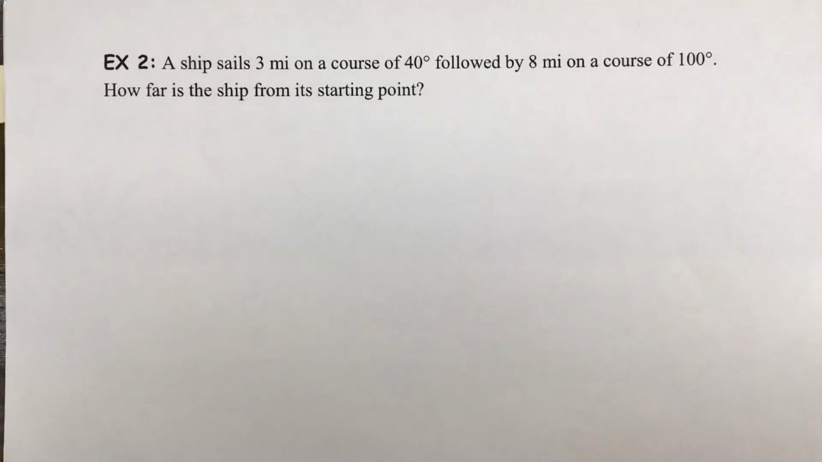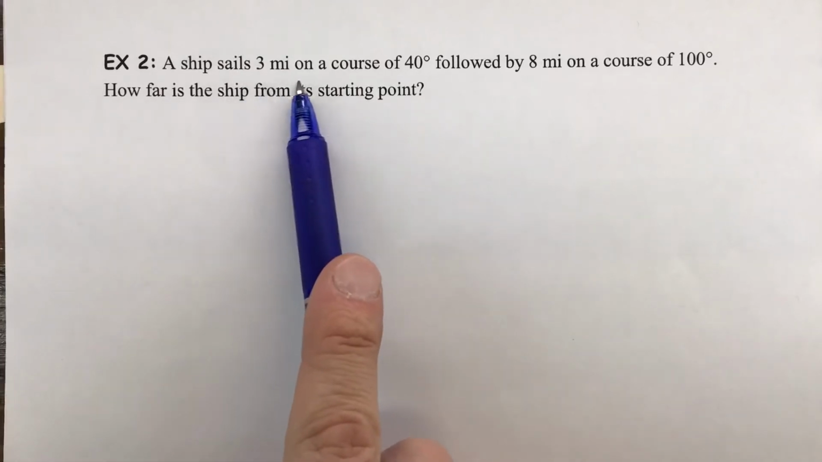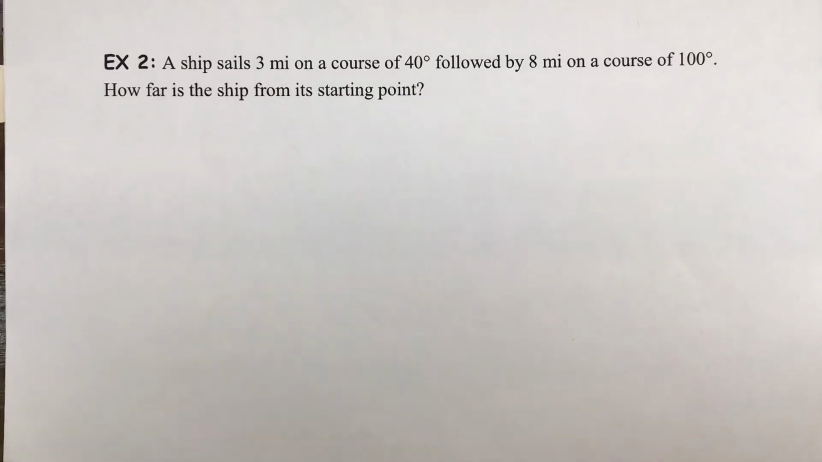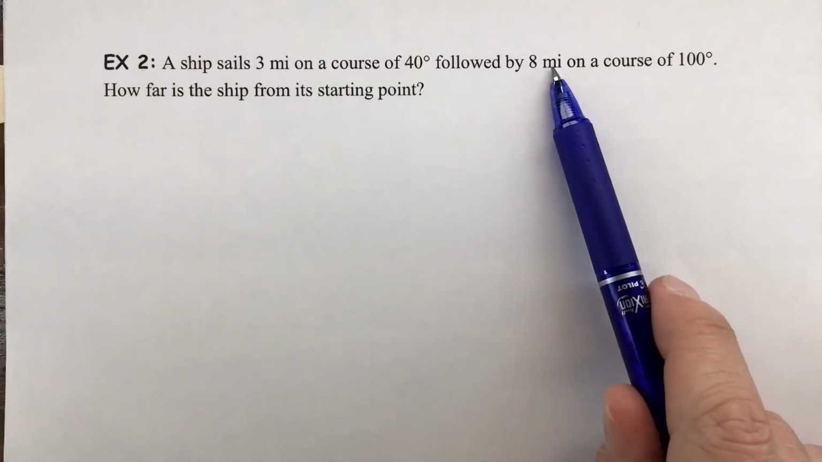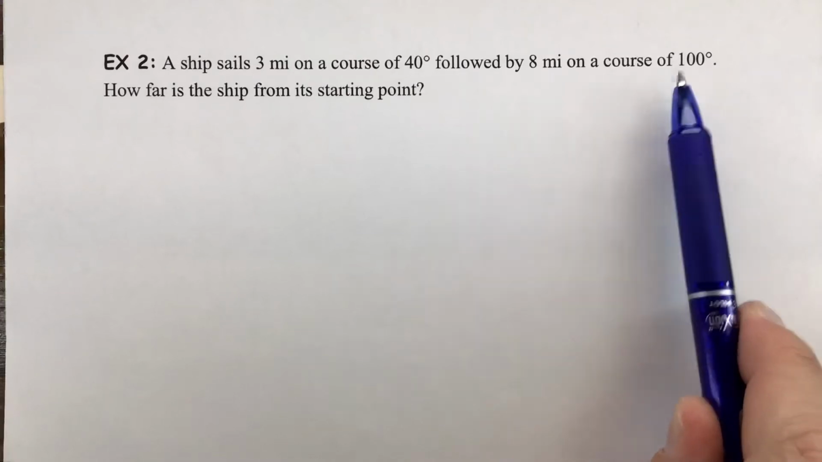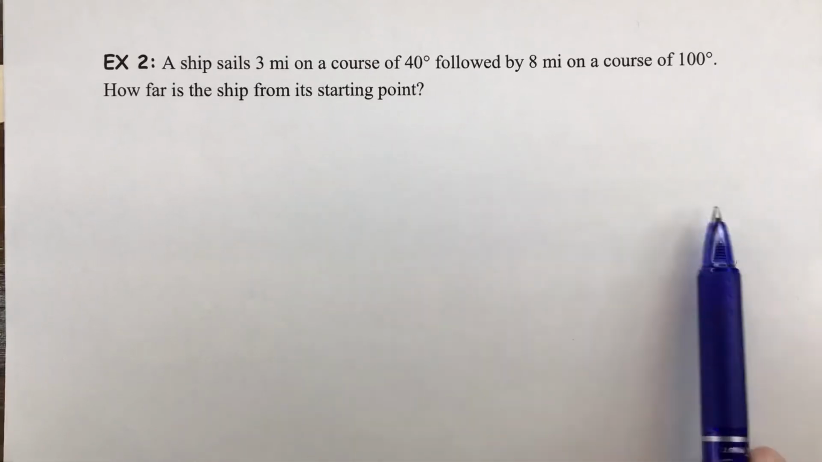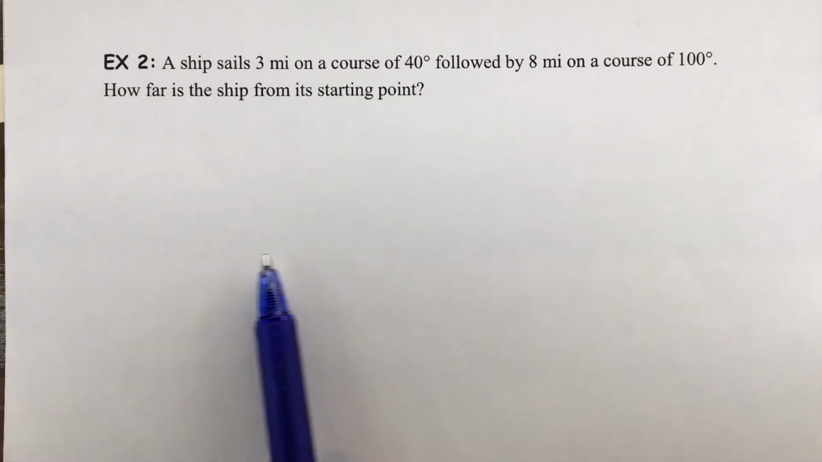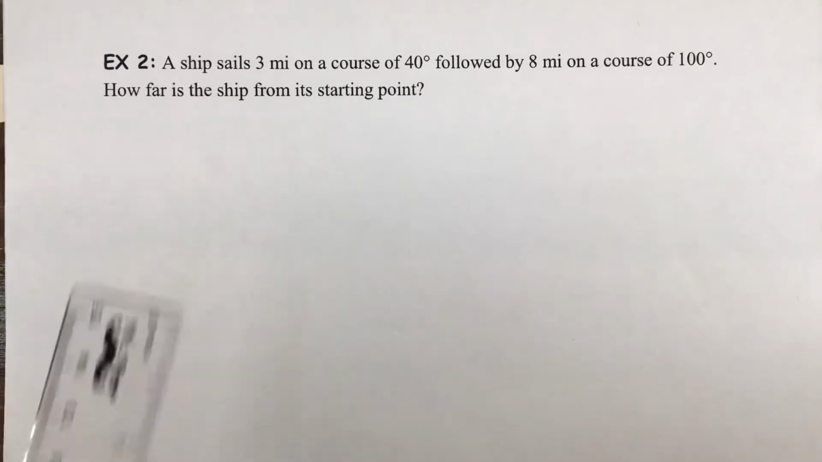For example number 2, what we're going to do is use the component forms of two vectors to figure out the resultant vector. For our problem, we have a ship that sails 3 miles on a course of 40 degrees. That would be in a more northeastern direction. After that, it's going to travel 8 miles on a course of 100 degrees, which is going to be mostly in an east direction, but with a little bit of a south to that as well. So overall, our picture is going to be moving mostly to the right.